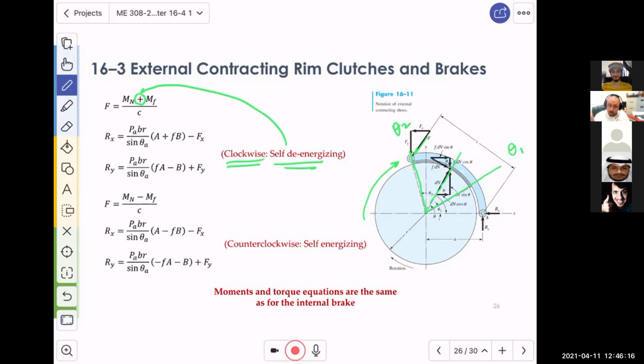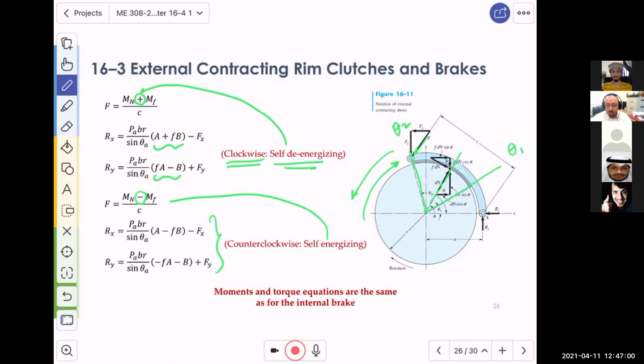And there are a few little differences in the terms here between the external and internal, but everything looks the same. We have Fx, Fy, A, B, F, B, A, B, R sine theta, everything is the same. Now, what about if we have counterclockwise? Counterclockwise will move in the same direction as the actuation, and thus it is self-energizing, and this is why we have a minus sign. They get subtracted, self-energizing, and there are again few differences.